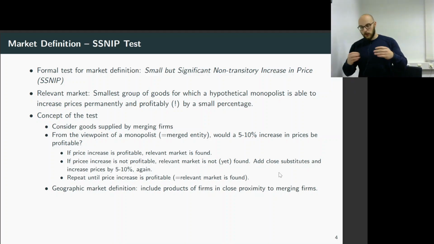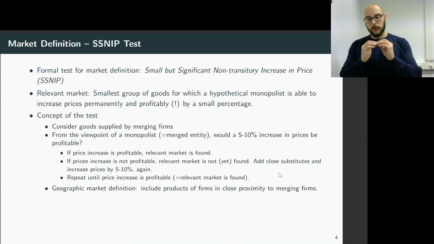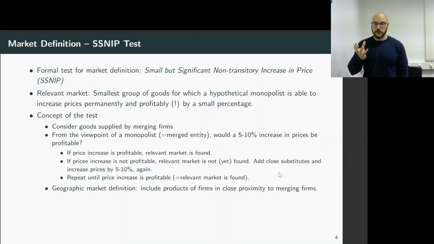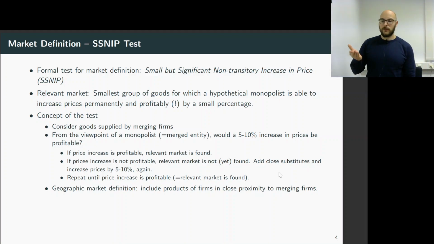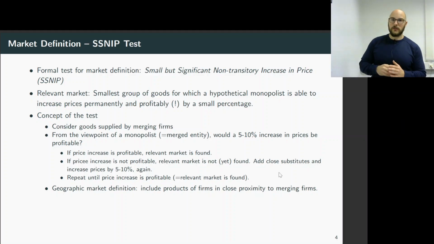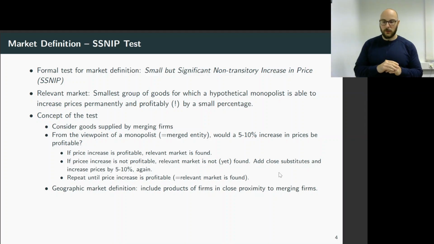Well, go back and take my olive oil example that I usually have, and suppose we have two olive oil producers that merge, right? If we can assume that this merged entity is considered a monopolist and it increases the price of olive oil by 5 to 10%, then this would be the relevant market. So if all olive oil producers were merged into a single entity, and the price would increase by 5 to 10%, then we would have found our relevant market already.